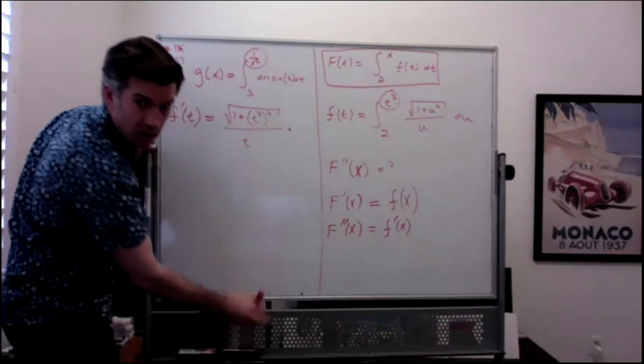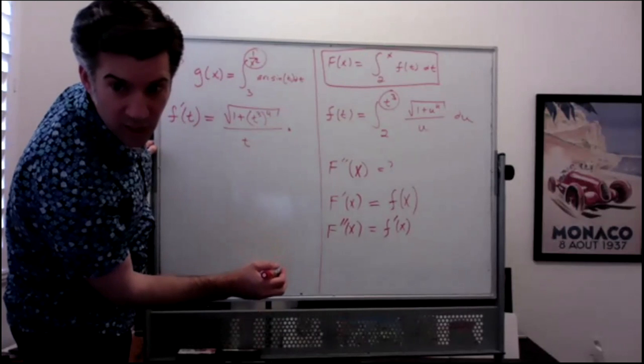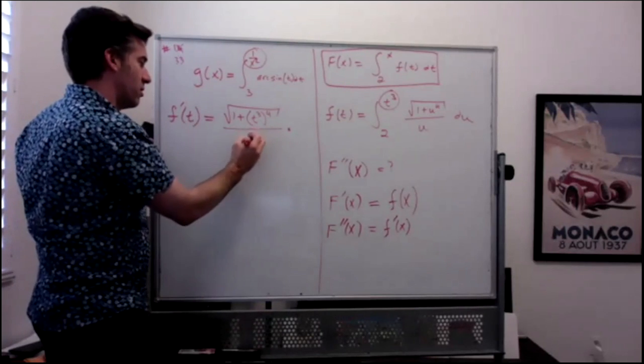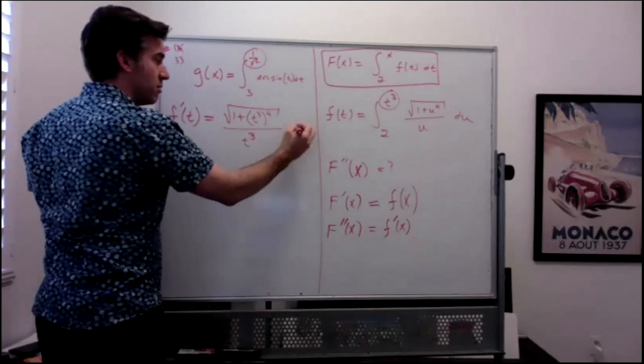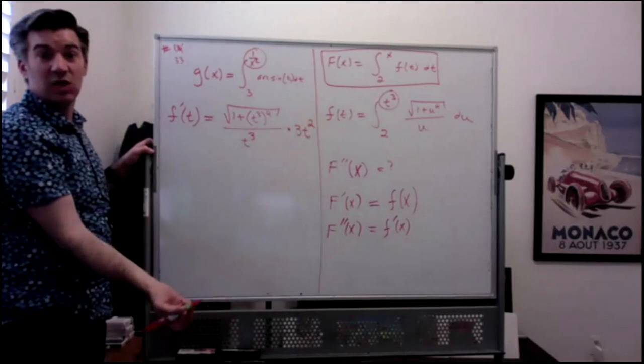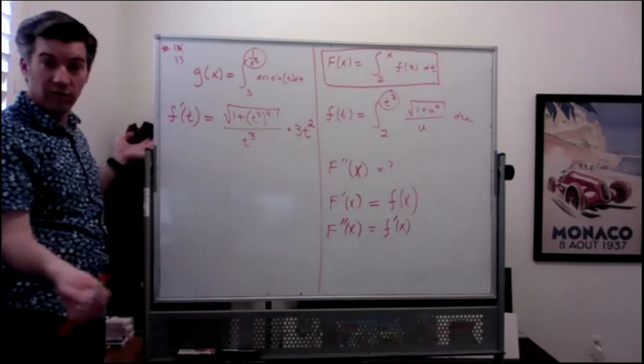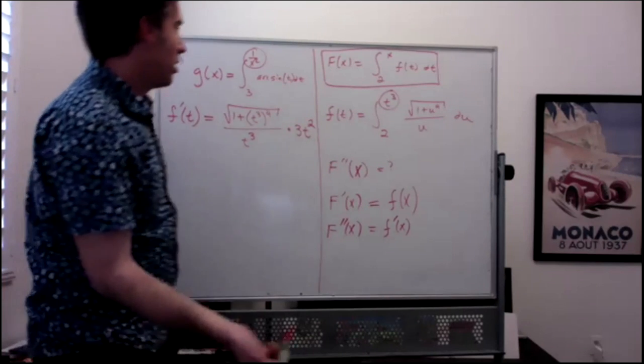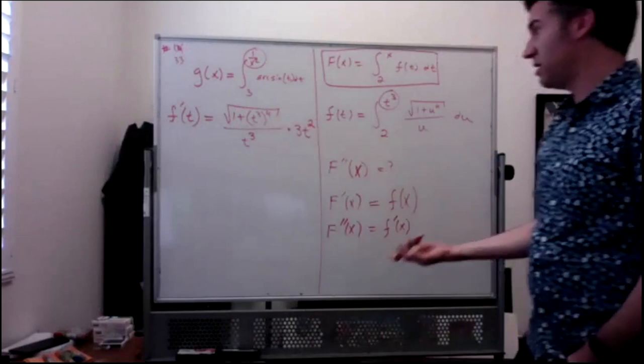Very good. You're very close, Jason. You're missing a power, though. It should be 3t squared, right? Yeah, the derivative of t cubed. Okay, that's f prime of t.